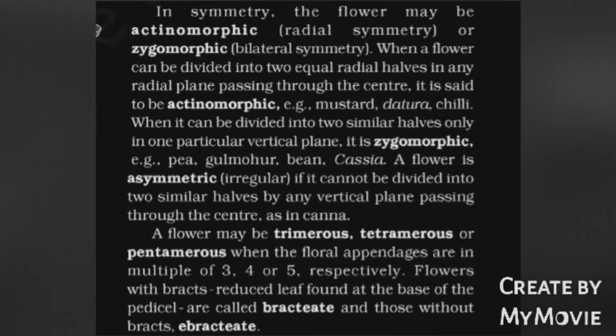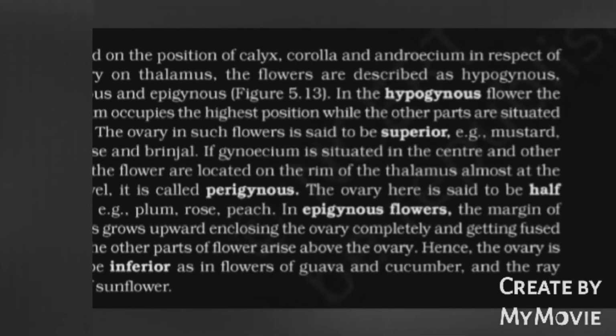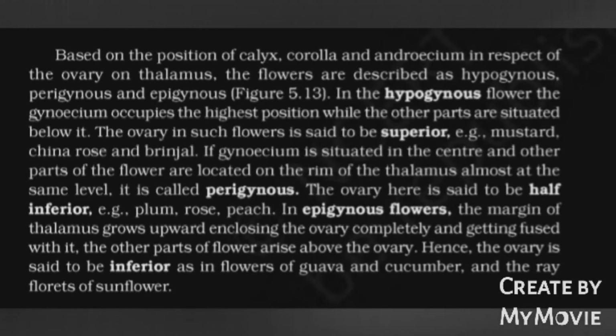The flower may be trimerous, tetramerous, or pentamerous when the floral appendages are in multiples of 3, 4, or 5 respectively. Flowers with bracts, reduced leaf found at the base of the pedicel, are called bractate, and those without bracts are ebractate. Based on the position of calyx, corolla, and androecium in respect of the ovary on thalamus, the flowers are described as hypogynous, perigynous, and epigynous.